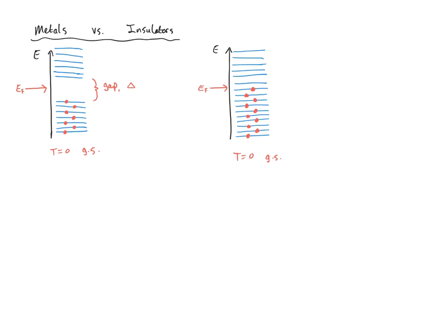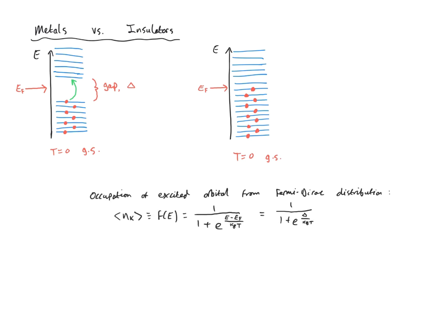The lowest lying excitation in this system on the left takes this electron and promotes it up here across this gap. And how do we do that? Well, we have to be at finite temperature. We could use the Fermi Dirac distribution to see what the probability of occupation of that excited orbital is. And what we see is that the occupation of this excited orbital is given by 1 over 1 plus e to the delta over kBT, where delta here is the gap size. So if the gap is large, for example of order electron volts, then we need an extremely high temperature, maybe many thousands of Kelvin, in order to overcome this energy gap and to thermally populate this upper band.